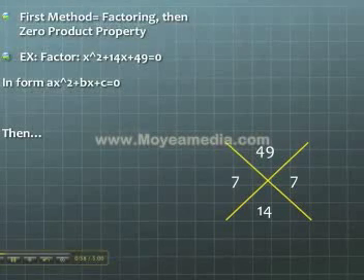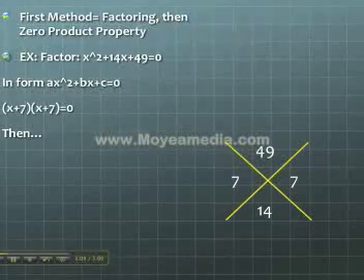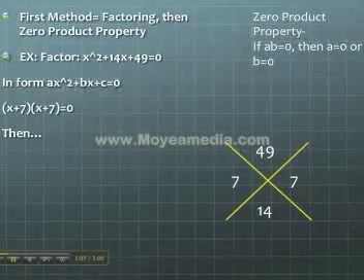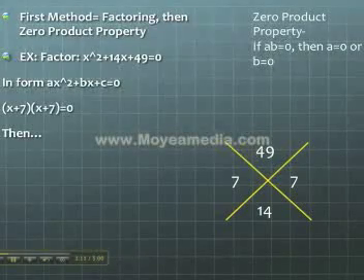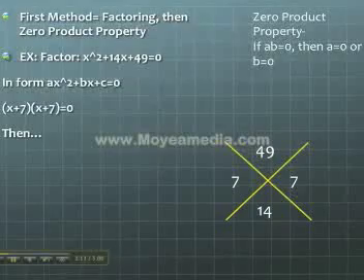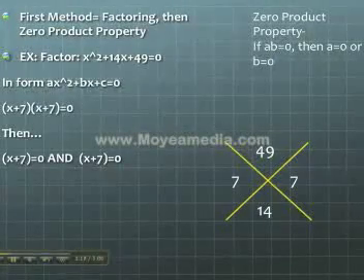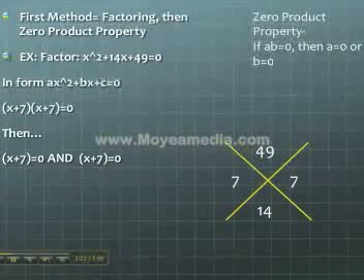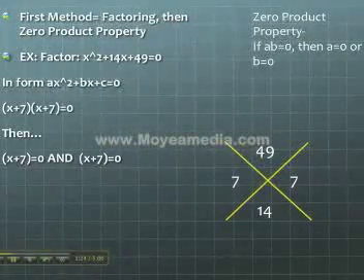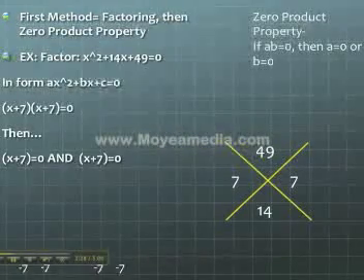That works well too. So you write this in factored form as x plus 7 times x plus 7 equals 0. The zero product property states that if a times b equals 0, then a equals 0 or b equals 0. So if x plus 7 times x plus 7 equals 0, then x plus 7 equals 0 and x plus 7 equals 0. Then you subtract 7 from both sides to get x equals negative 7. Since there are two same answers, you don't have to write both.